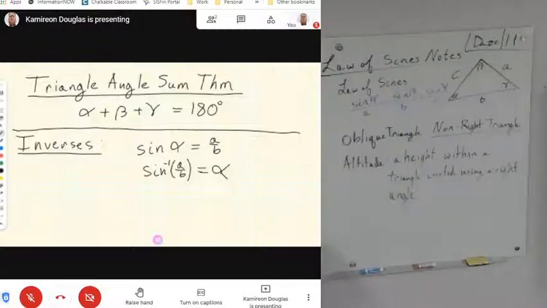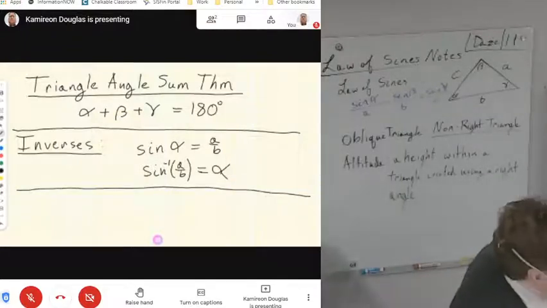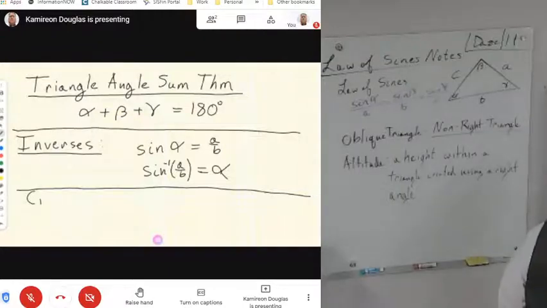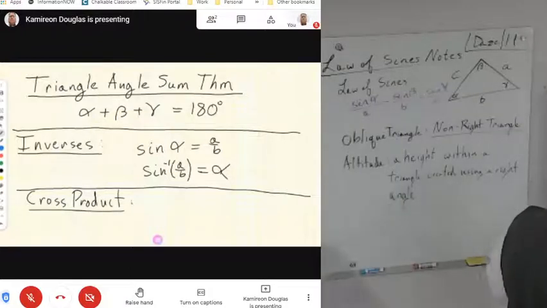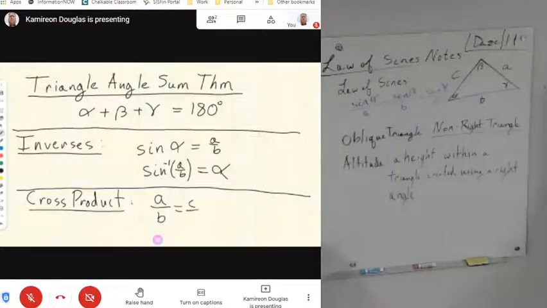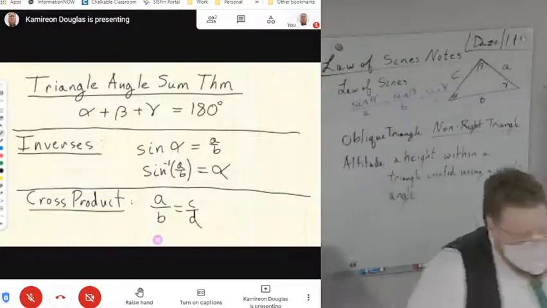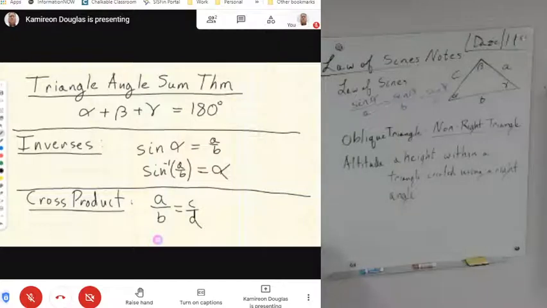The final thing is an algebra topic to be helpful today. If I have two fractions that are equal to each other, it's referred to as a cross product. So I have A over B equals C over D. If I have two fractions that are equal, I may form a cross product to get rid of the fractions. How do I do that? Well, I multiply across, A times D and B times C.